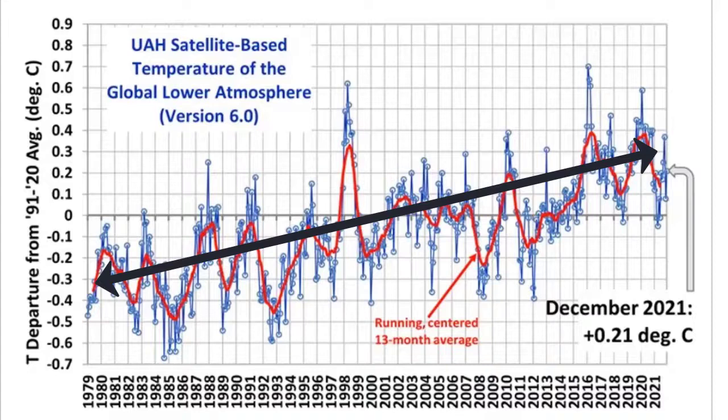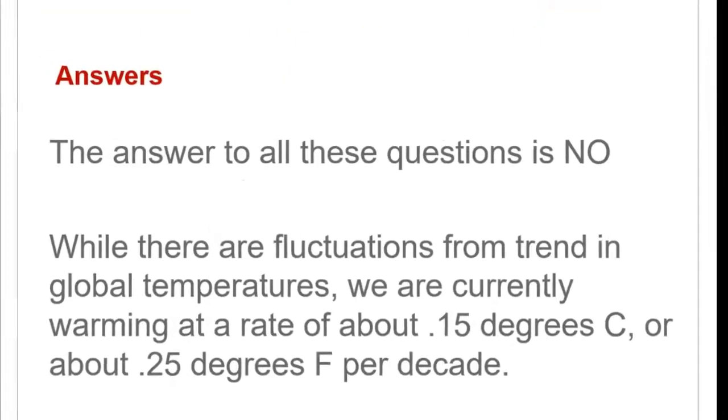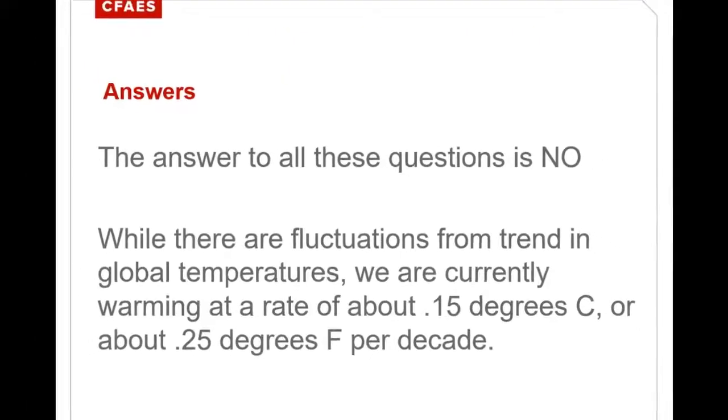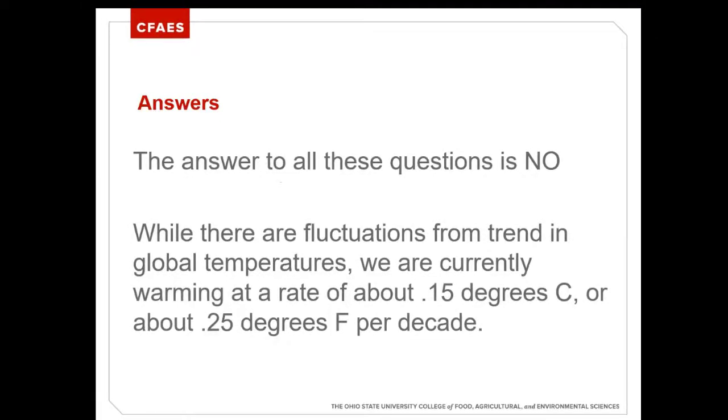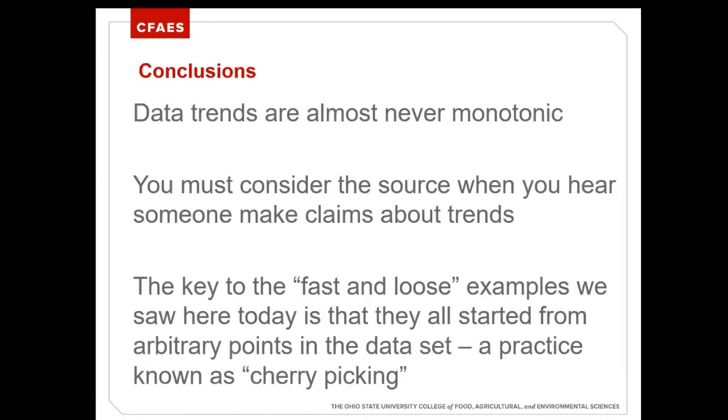But this is 42, 43 years or so of temperature data. We are warming at about a quarter degree Fahrenheit per decade. So basically, I want to conclude here today by saying data trends are almost never monotonic. In other words, if you've got a downward trend, if you're on a weight loss program and you go a few months, I had a friend who lost 40 pounds in 6 months.